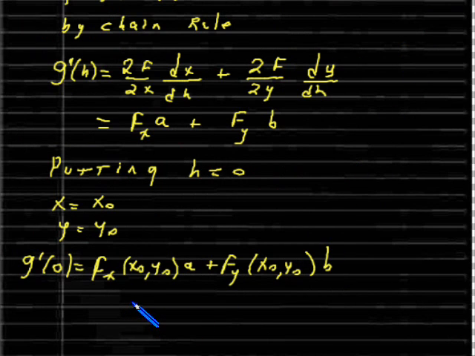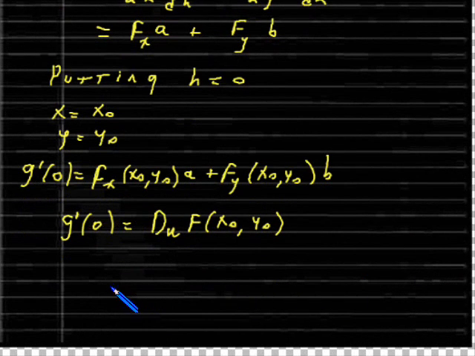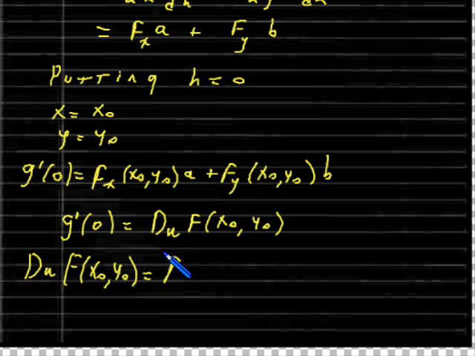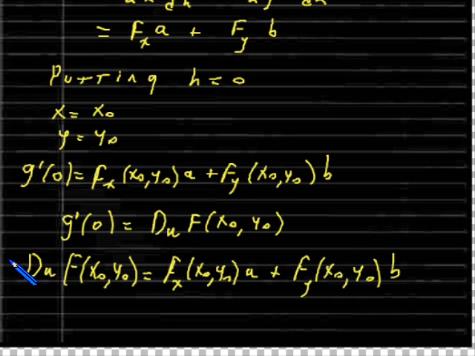So what follows then is that g prime of 0 is equal to the directional derivative of the function f evaluated at x naught, y naught, and therefore this is equal to D_u of f of x naught, y naught, which equals the partial of f in respect to x evaluated at x naught, y naught, times a, plus the partial of f in respect to y evaluated at x naught, y naught, times b. And this is really what we wanted.